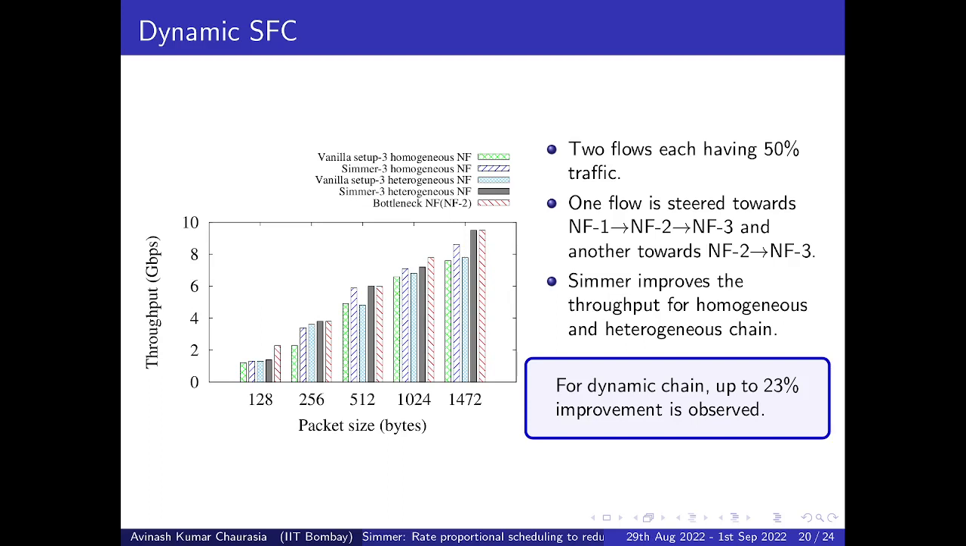Similar to the static chain, simmer improves the performance of both homogeneous and heterogeneous chains in a dynamic chain, and an improvement of up to 23% can be observed from the graph.